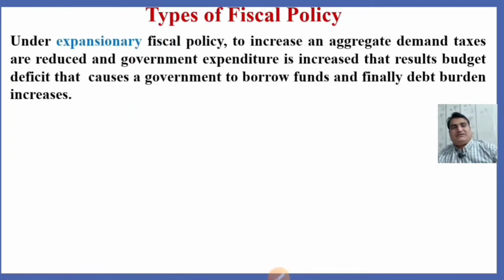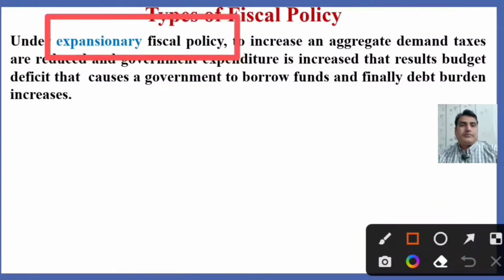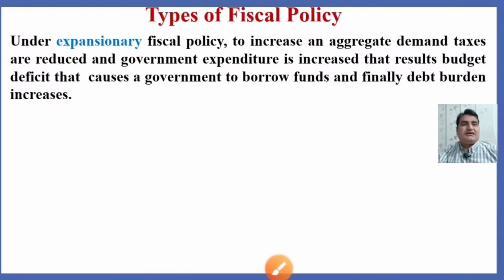What are the types of fiscal policy? Basically, fiscal policy is of two types. Number one is the expansionary fiscal policy. Under expansionary fiscal policy, to increase aggregate demand, taxes are reduced and government expenditure is increased. That results in a budget deficit that causes the government to borrow funds, and finally the debt burden increases.